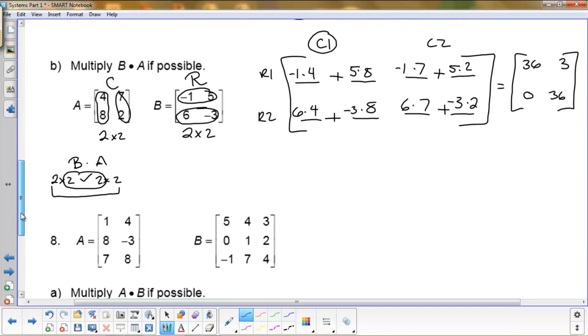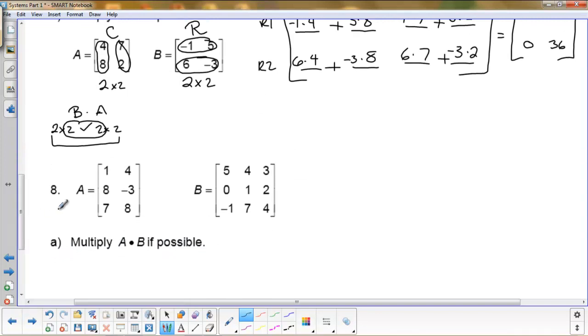Down here, question number 8. We're asked to multiply A times B if possible. So I'm going to write the dimensions of my matrices. That's 3 rows and 2 columns. A is a 3 by 2 and B is a 3 by 3. Circle those numbers, they do not match. Dimension mismatch.